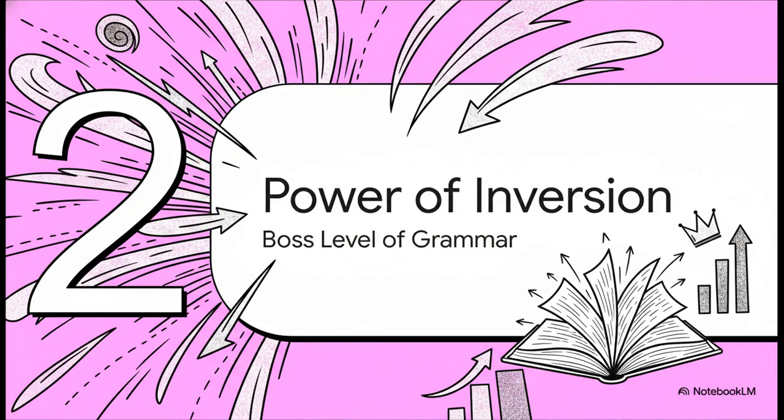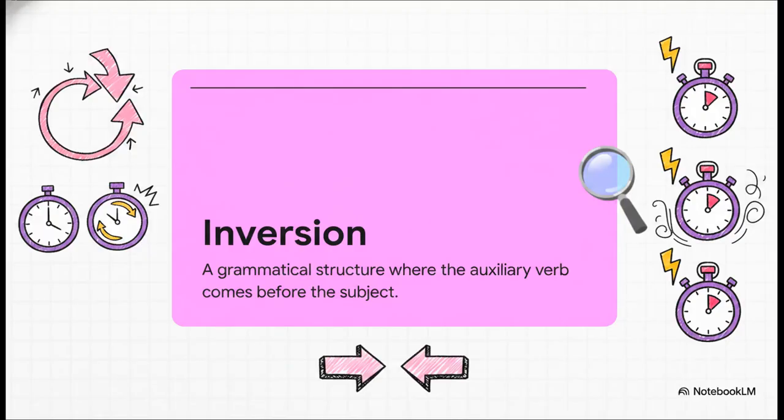Which brings us to Section 2, the power of inversion, also known as the boss level of grammar. This concept is exactly what takes our writing from casual to highly formal. This is where you really grab the reader's attention. The secret ingredient here is inversion. Simply put, it's a grammatical structure where the auxiliary verb comes right before the subject. It's essentially flipping the standard order of the sentence on its head, and it is strictly required when we use specific dramatic time connectors like no sooner, hardly, scarcely, or barely.